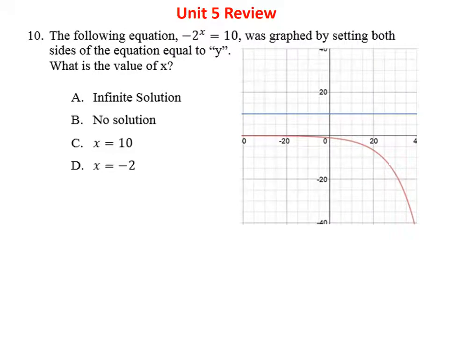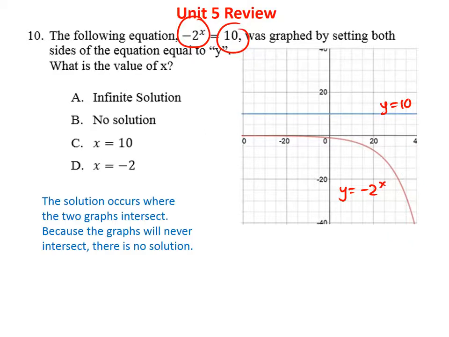Problem 10 gives us the following equation. Negative 2 to the x power equals 10. And what they did to see if they could find a solution was they graphed each side separately. So they took the minus 2 to the x and they graphed this equation right here, y equals minus 2 to the x power. And then they graphed the other side here, y equals 10. And the question is, do they ever intersect? And if you notice, these two graphs are never going to intersect. This one's getting smaller and smaller, and it's never going to reach that point. So the solution occurs where they intersect, and the graphs will never intersect. So there is no solution to this equation.